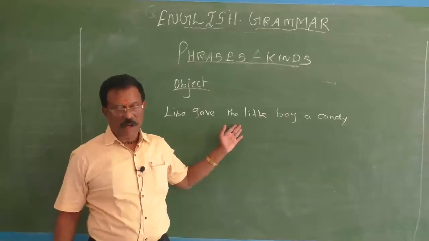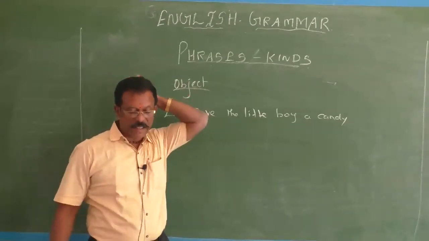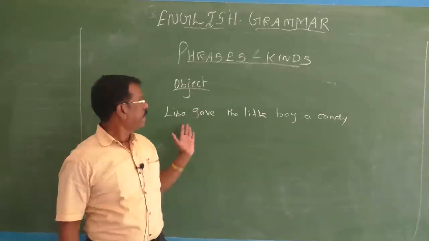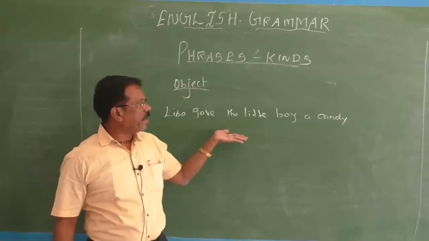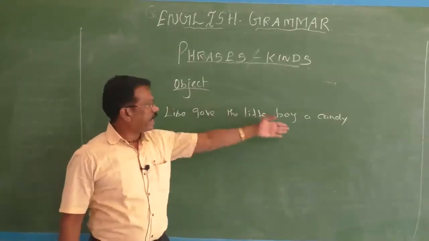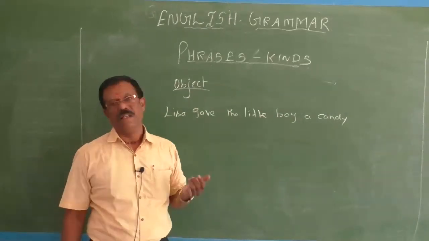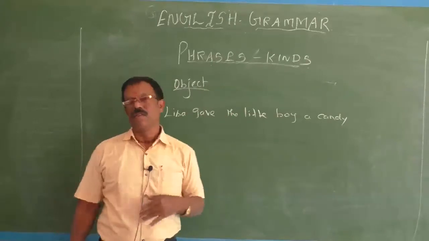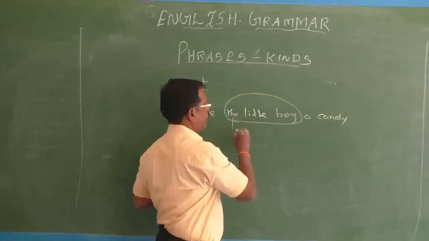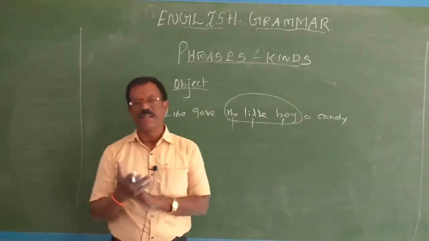Lisa gave the little boy a candy. Here, the little boy is an indirect object, and a candy is a direct object. How? Lisa gave what? A candy. To whom? The little boy. So the little boy is an indirect object. This is a noun phrase: there is a determiner, little is an adjective, and boy is a noun as the head word.